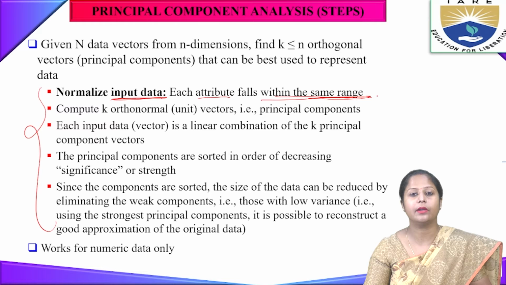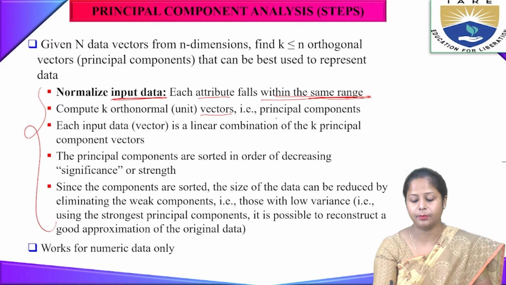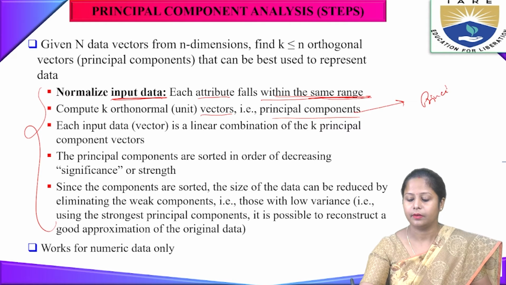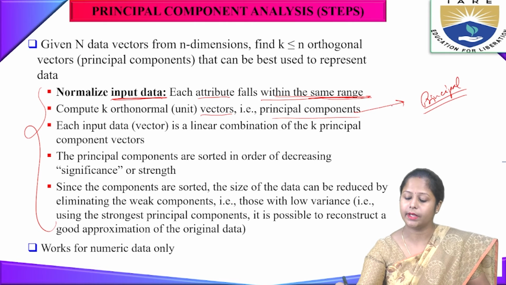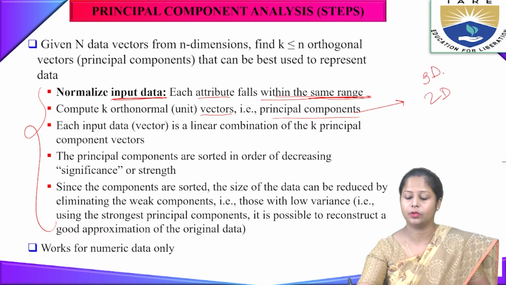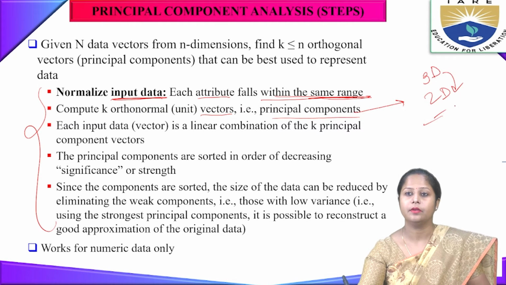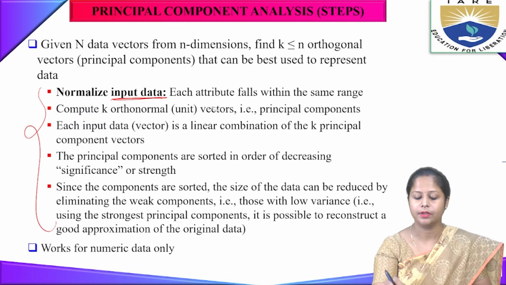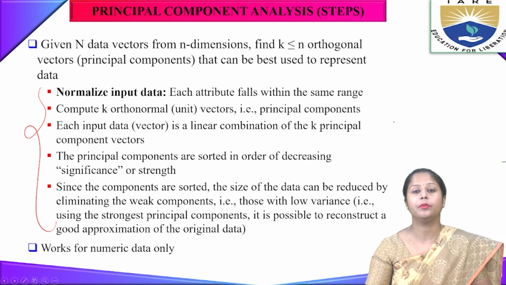After that, we compute the k orthogonal vectors to find the principal components. That is nothing but reducing the dimension. For example, if we go from 3D to 2D, we can have some smaller components for that. We can have the reduced principal components.